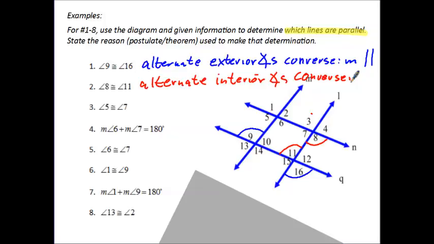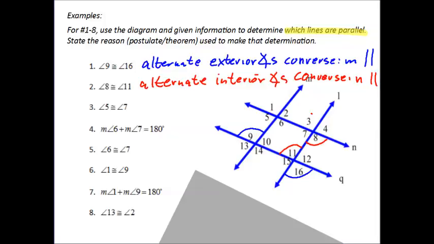And which lines are we talking about? We are talking about lines N and Q. These angles are interior angles inside of the lines N and Q. So N is parallel to Q.